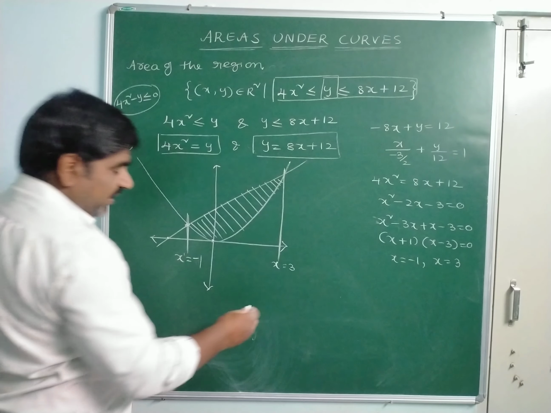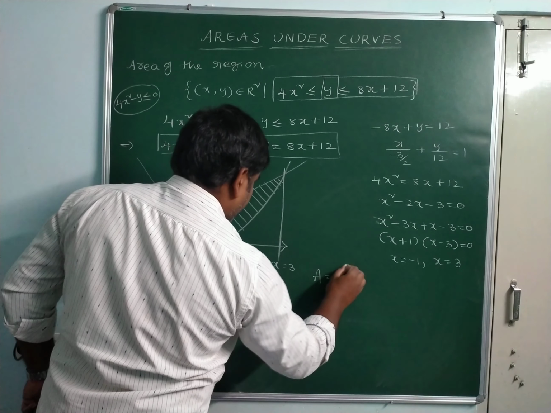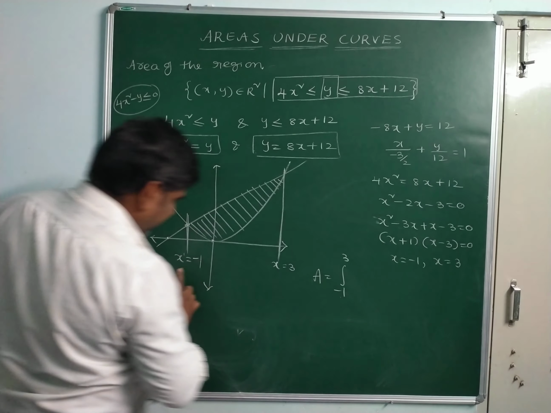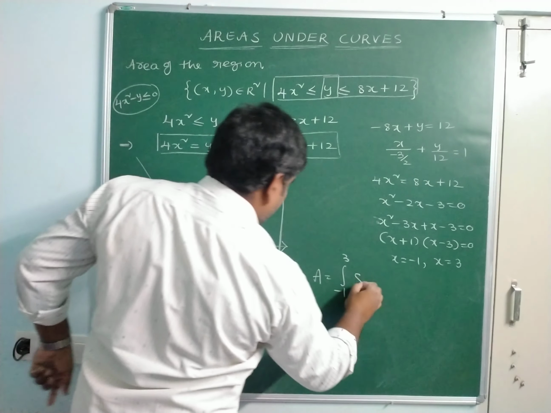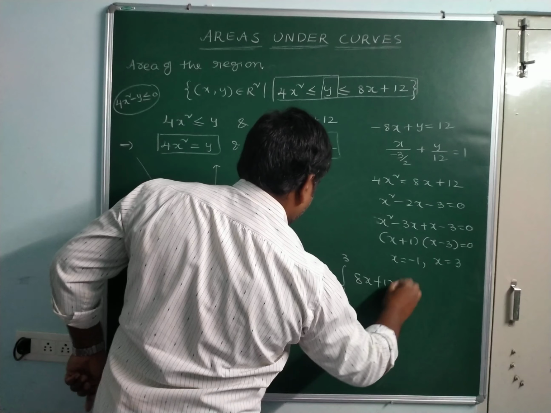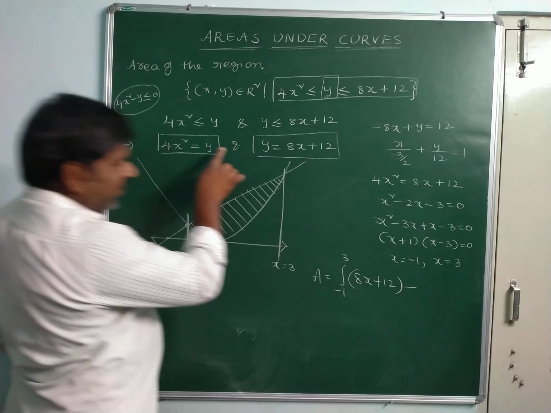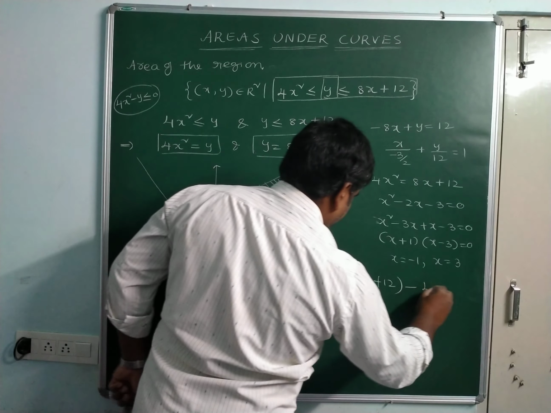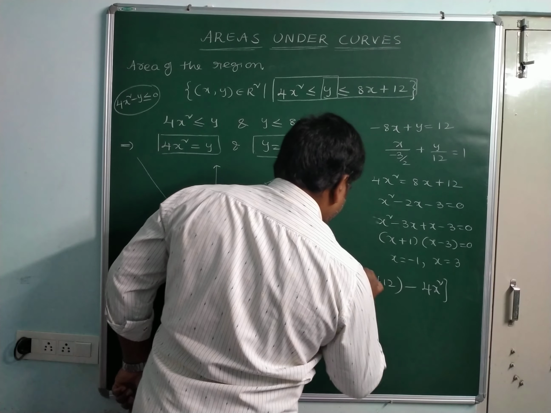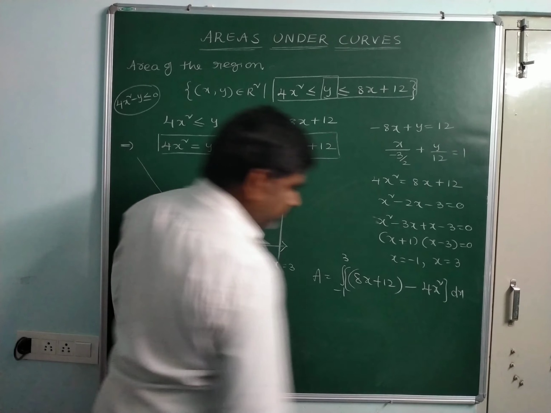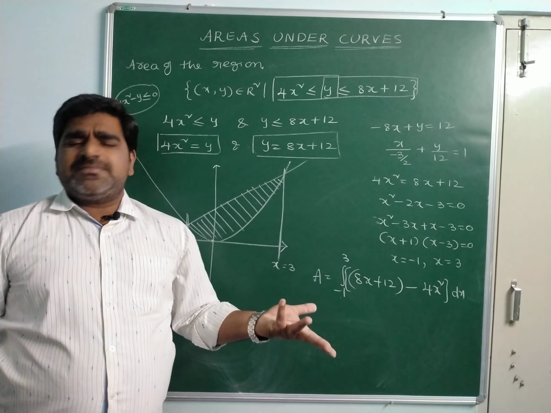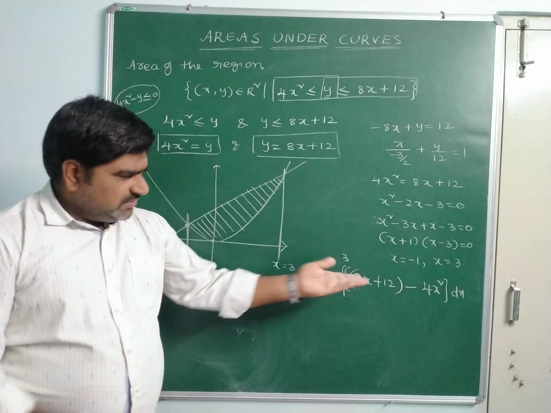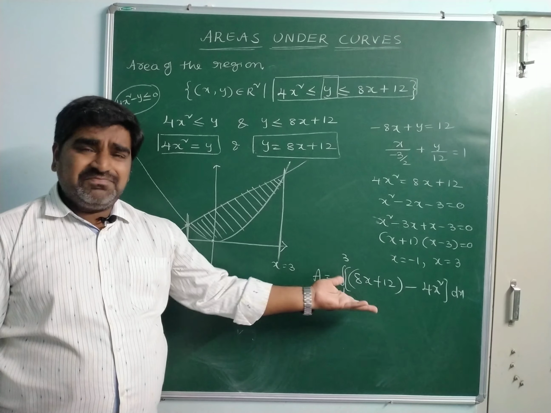So the required area is the integral from -1 to 3. The upper curve is y = 8x + 12, minus the lower curve y = 4x square. So the area is the integral from -1 to 3 of (8x + 12 - 4x²) dx. That's it, but a simple integration.